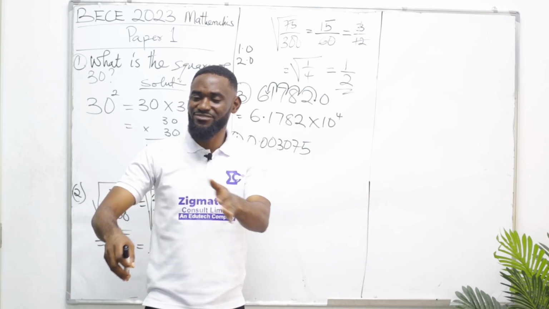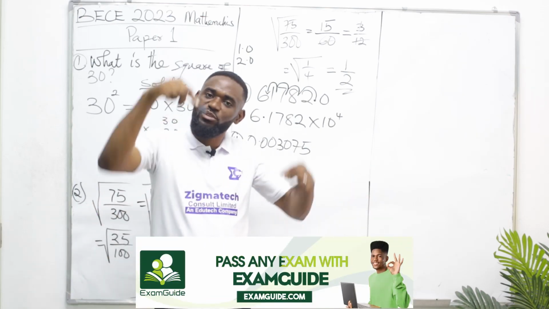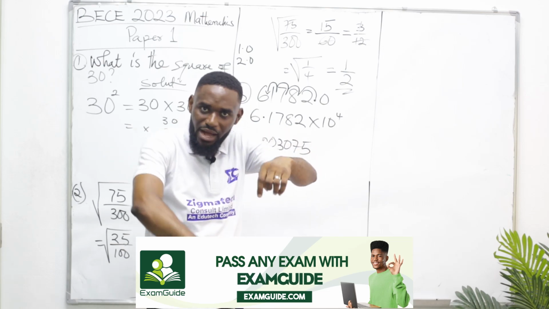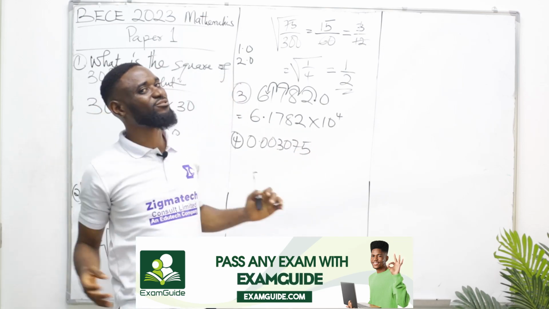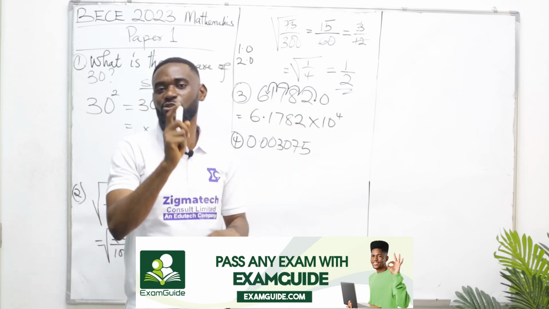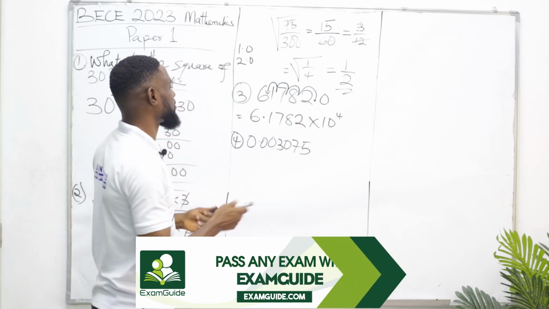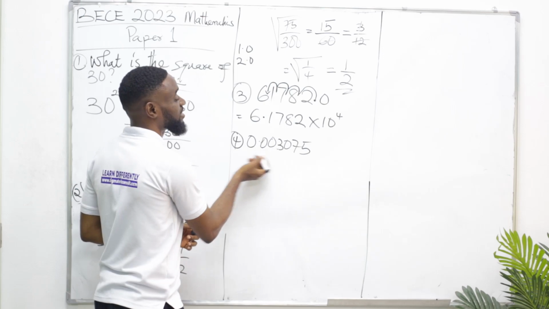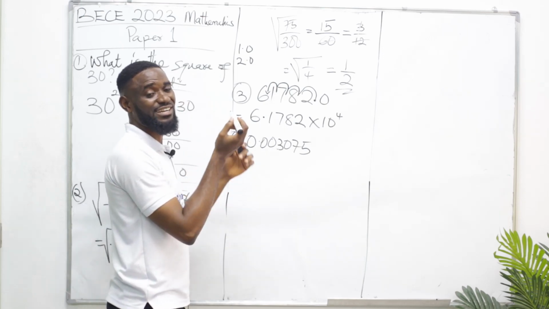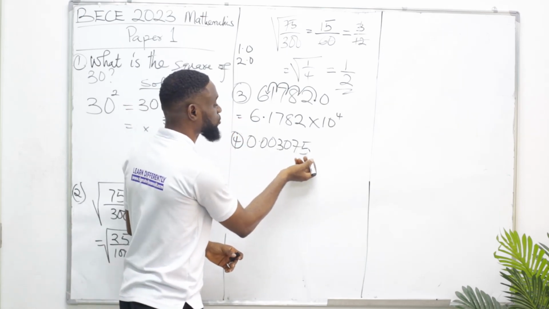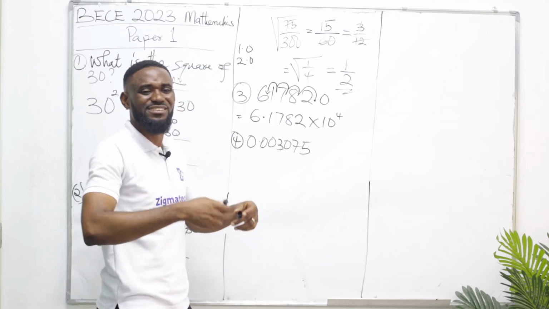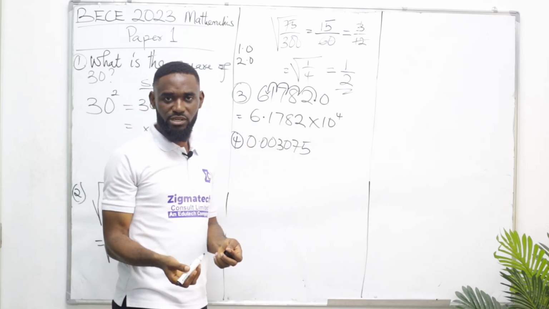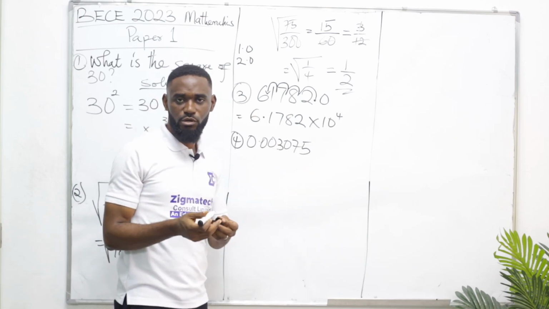1, 2, 3, 4, 5, 6, 7, 8, 9. So if we have 0 in between any of these numbers, 0 becomes significant. But if 0 is at the end of any set of numbers or at the beginning of any set of numbers, that 0 is not significant. So what it means is that all these things, the leading zeros, are not significant. So the significant numbers I will have here are 3, 0, 7, 5. So on its own, this number here is a 4 significant figure number. Do you understand the point now?